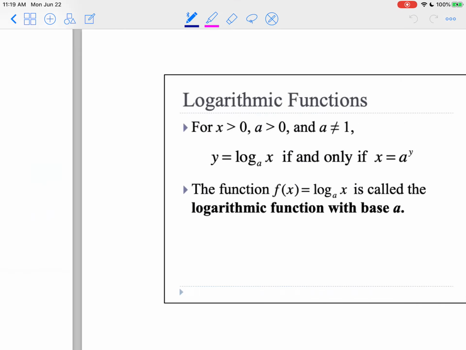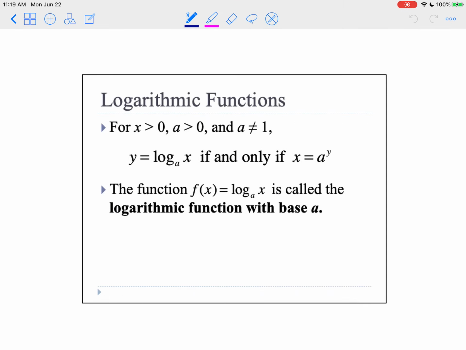Hey everybody, in these videos we're going to learn about logarithmic functions. Now, a logarithmic function is one... This is the notation. I feel like the notation is the most difficult part of this for most people. It's a notation that's new and it's different.